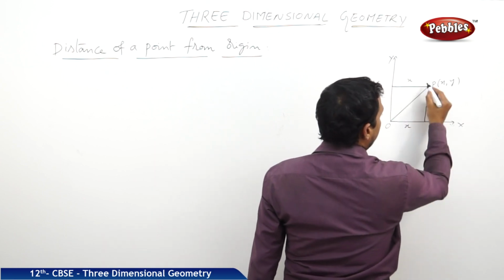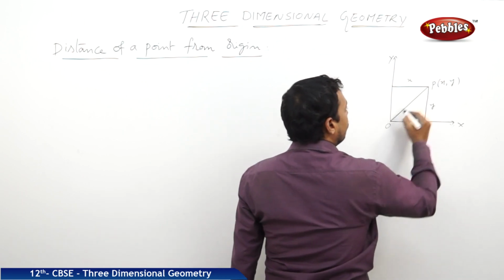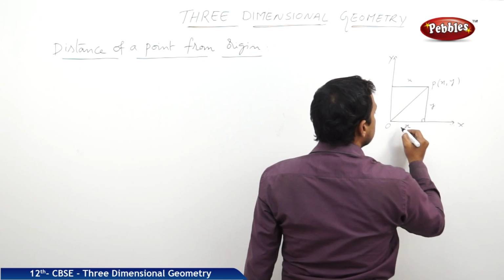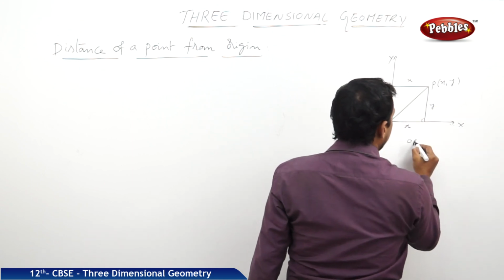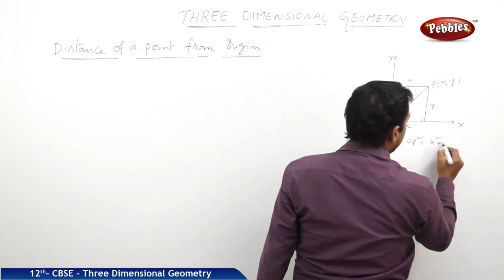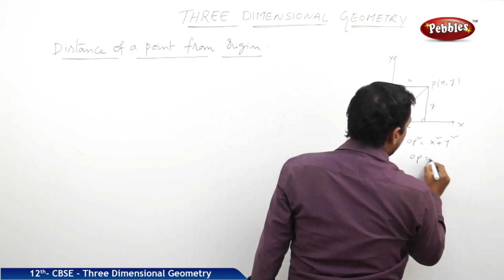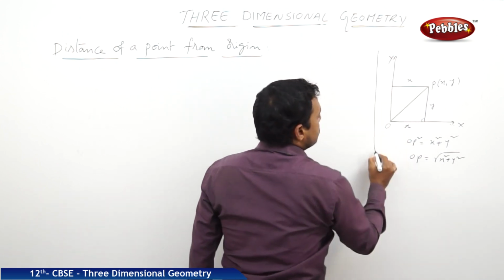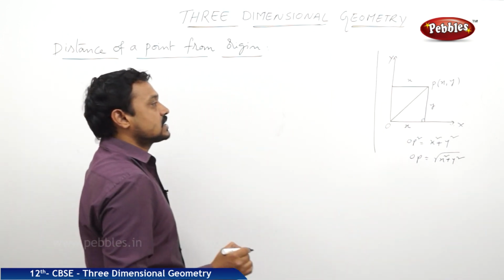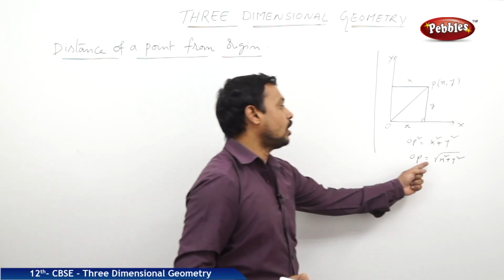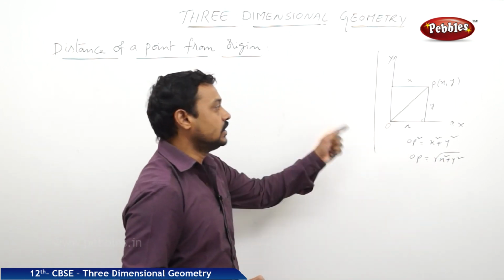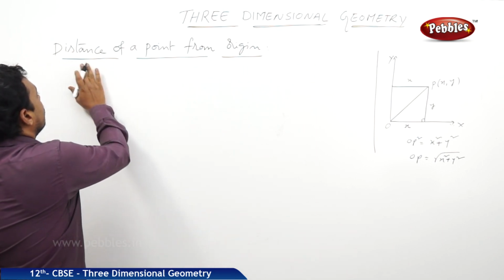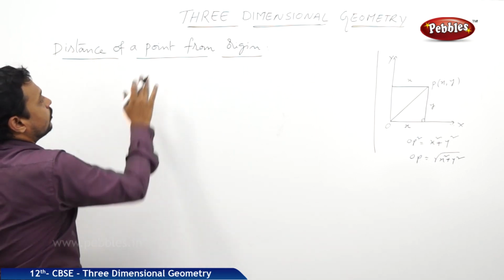Now a right angle triangle is formed here, and OP will be the hypotenuse. So, by the Pythagoras theorem, OP square is equal to x square plus y square, and OP is equal to root over x square plus y square. Now, the distance of a point P x comma y from the origin is root of x square plus y square. It is in two-dimensional geometry. Now we are going to find the distance of a point from the origin.